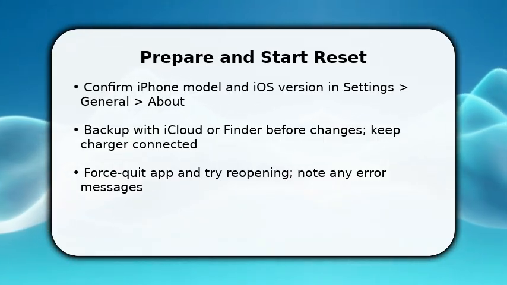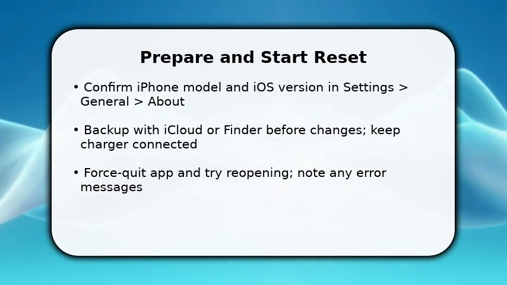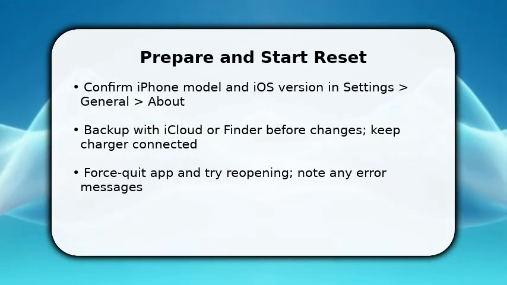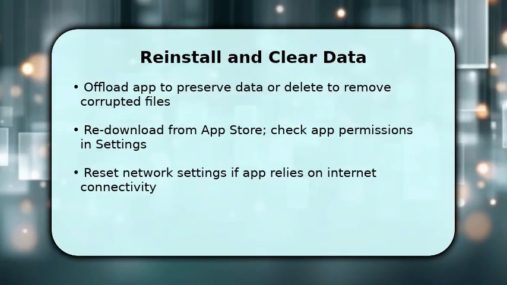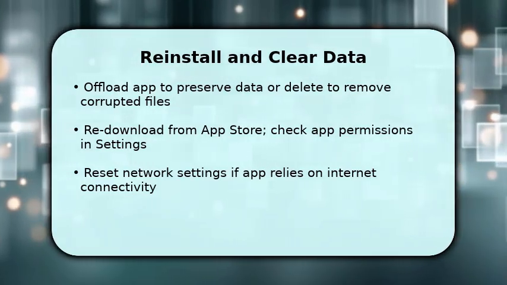You now perform the middle work, offload versus delete. Offload keeps app data while removing the app binary. Delete removes both and can clear corruption. Once offloaded or deleted, reinstall from the App Store to get a fresh binary.